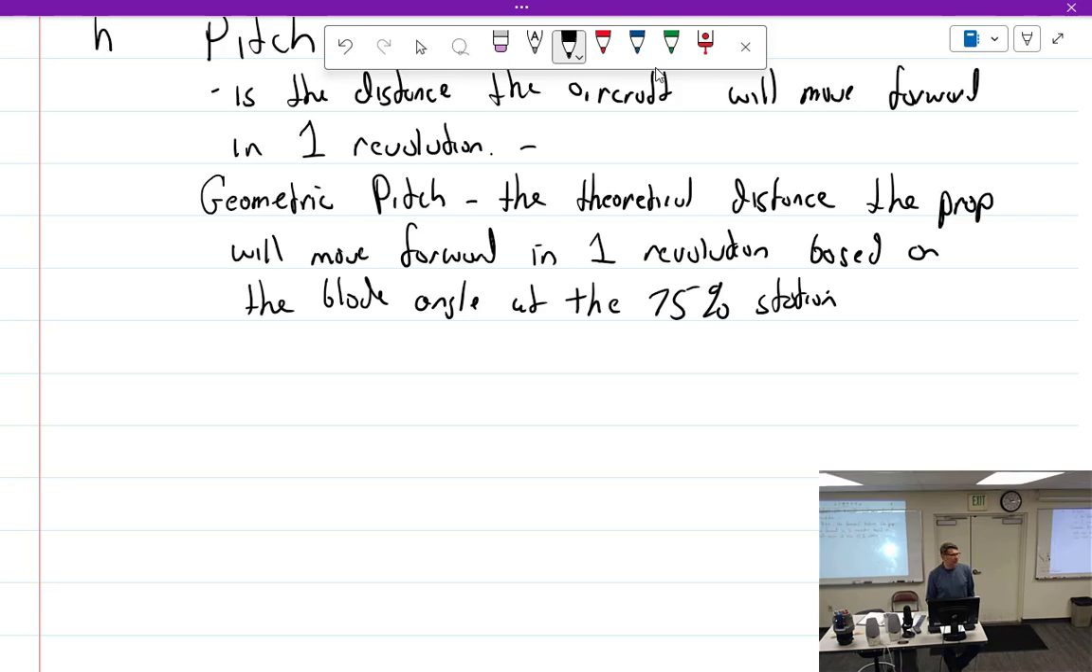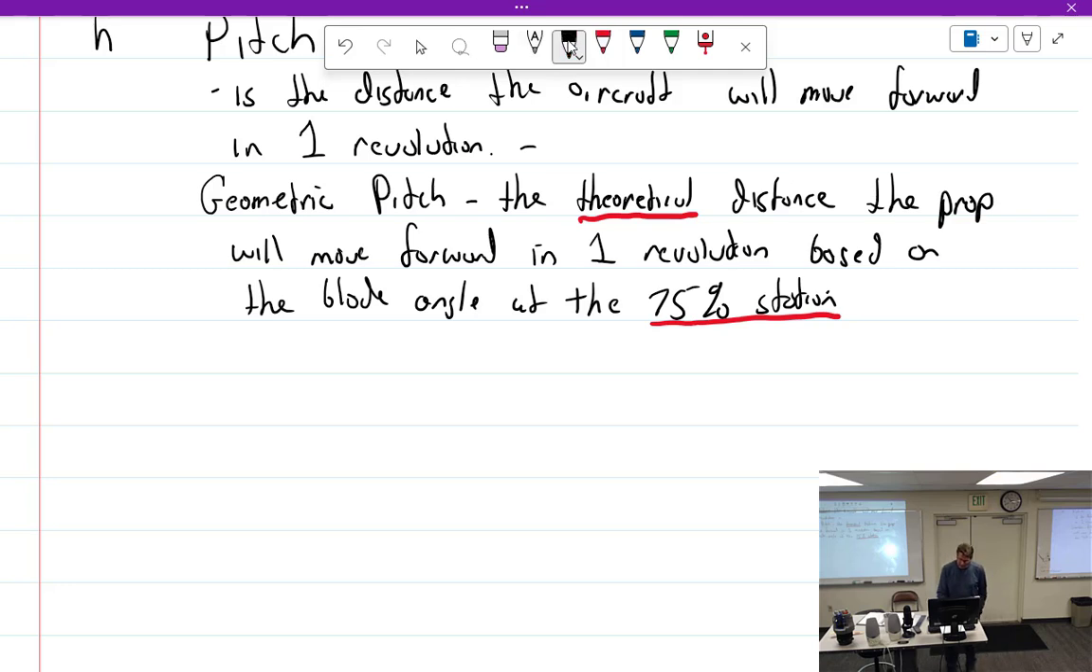All right, so a couple things to unpack in that one. First of all, it is theoretical, so it means it's not real. Second thing is the 75% station. So what is 75% station?